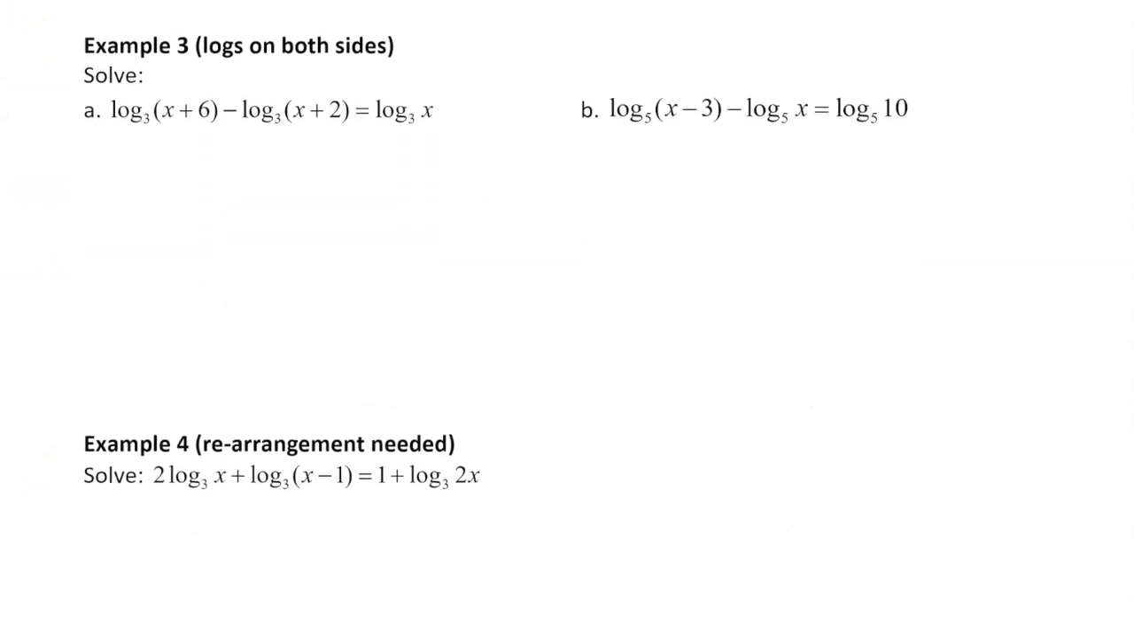So what would happen for something in which we have logs on both sides? This is the worst thing you can do. Don't do this. Log 3, log 3, log 3. You can't just cross off something like that and make it much easier. If you do that, I can't even give you half a mark.